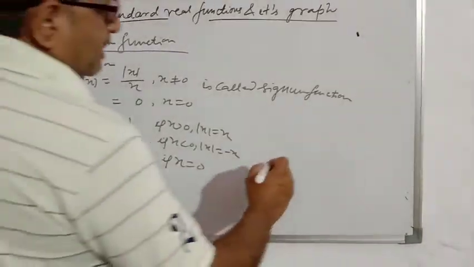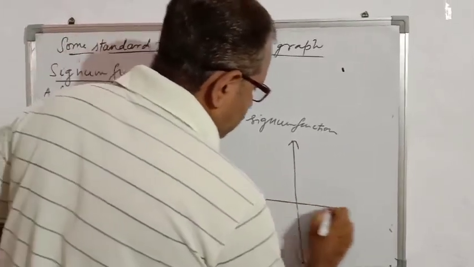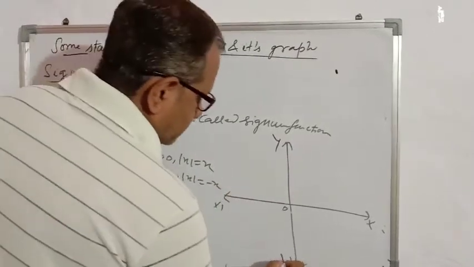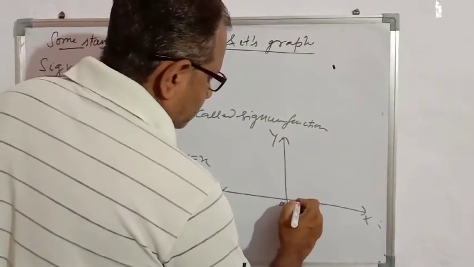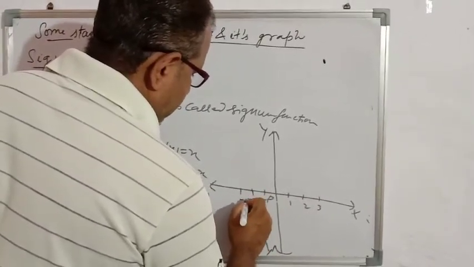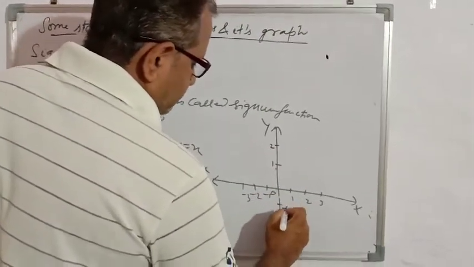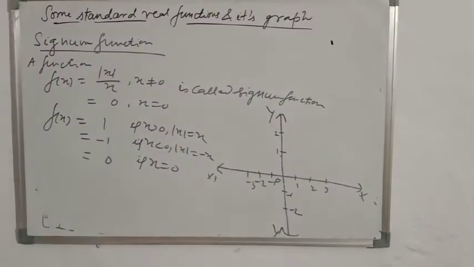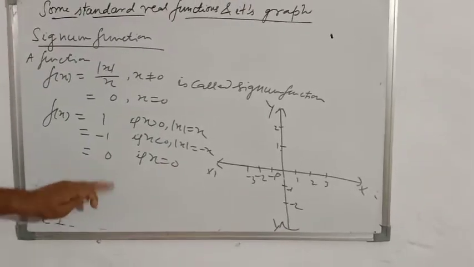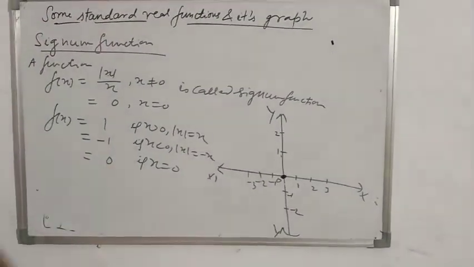So how will we plot the graph of this function? X-axis, y-axis, 1, 2, 3, minus 1, minus 2, minus 3 on the negative side. If x is equal to 0, then f(x) is equal to 0, this point. At x equal to 0, f(x) is 0.